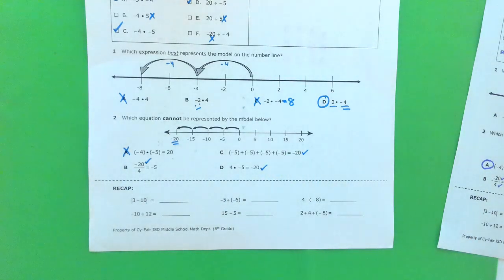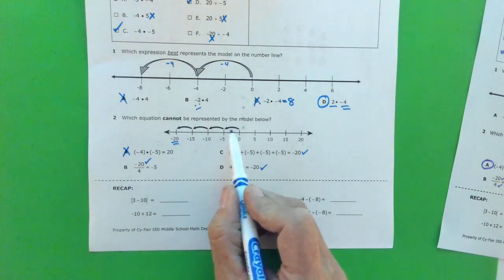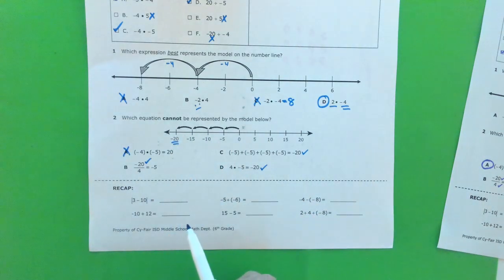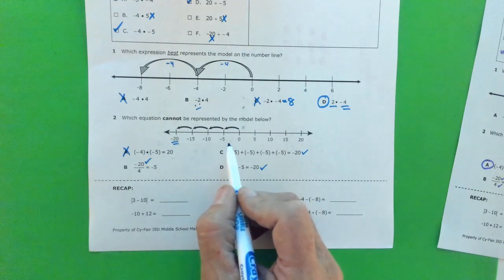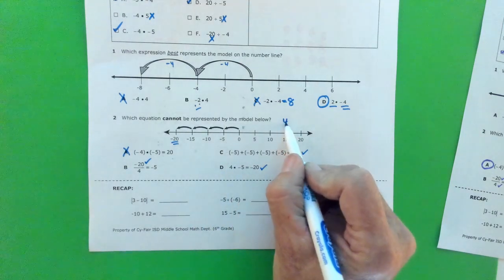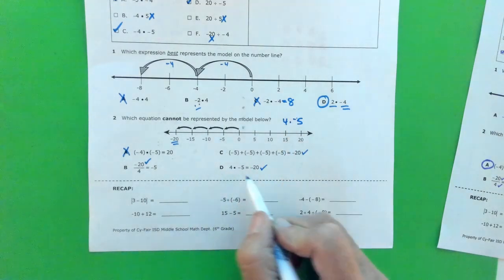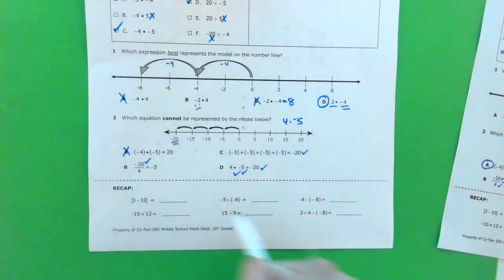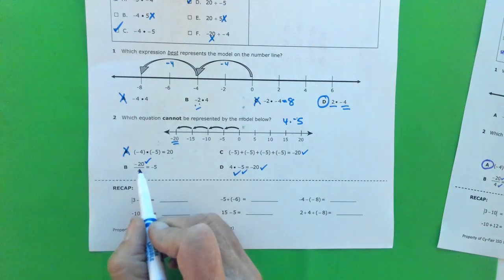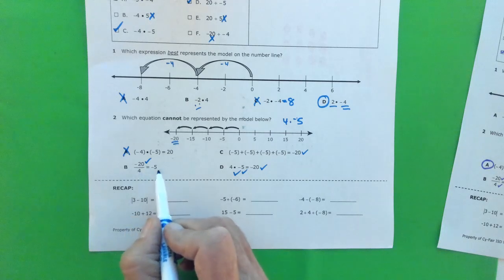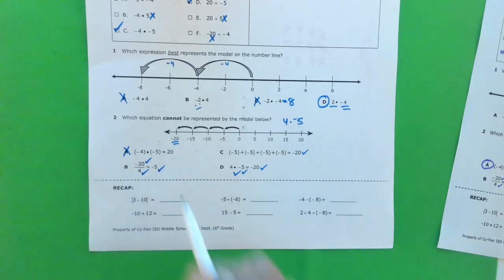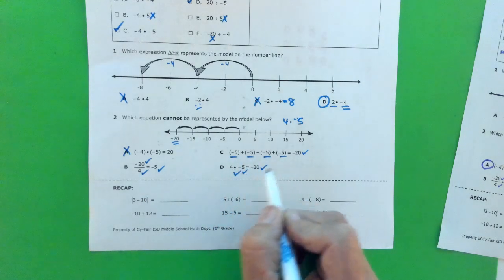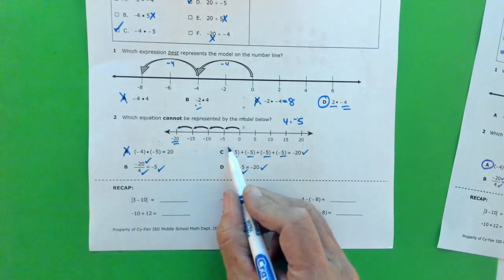Okay, let's see. I've got four groups, 1, 2, 3, 4. There's 5 negatives in each group. So this could be 4 times negative 5. Oh, right here, 4 times negative 5. That's a good one. But we could also reverse it and do division. Negative 20 divided by 4 groups gives me negative 5 in each group. That's good. And this is repeated addition, which is the same as multiplication, so that's good.